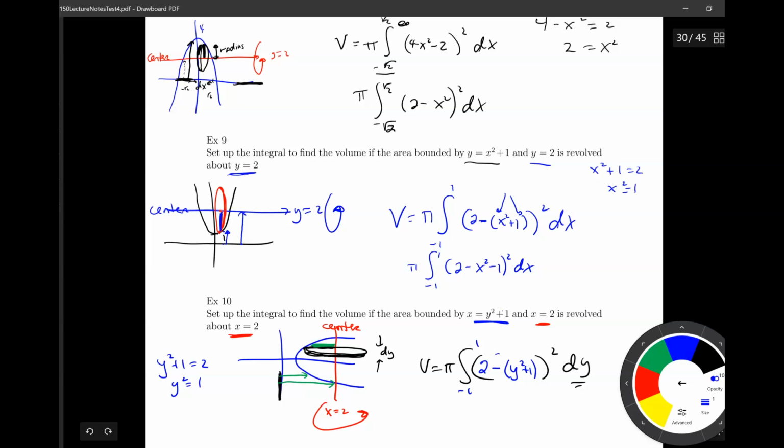All right. The page is not wanting to move for me to get to the next example. So I guess I'll have to finish here.